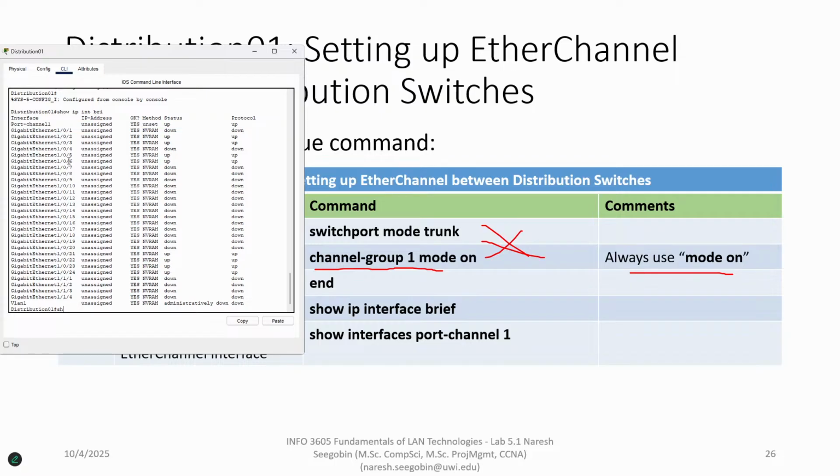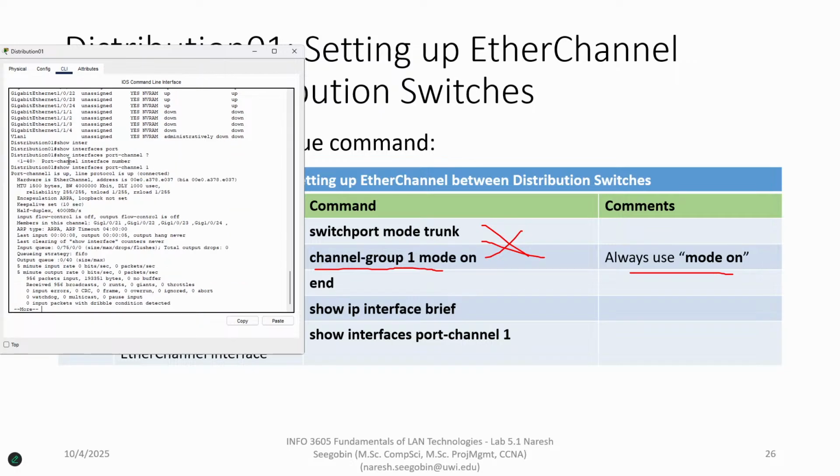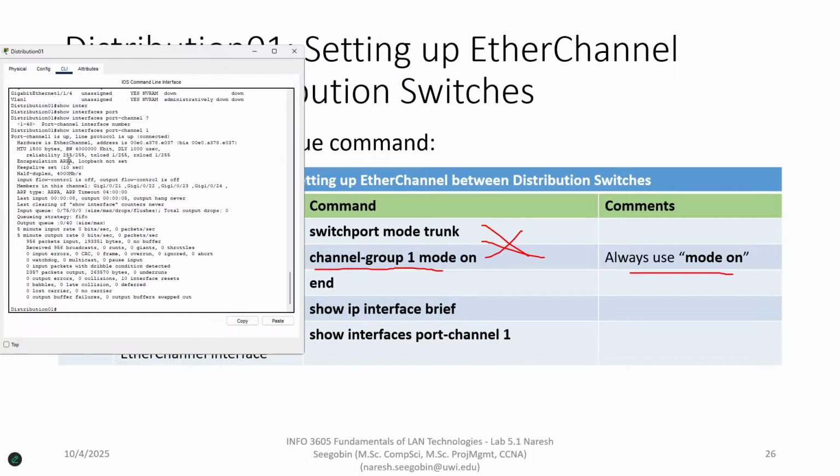Right? Let's just do a show interfaces port channel 1. You can use question mark to see the range. And we're going to check some things here. It created a MAC address here. Look at this bandwidth. That's 4 gig bandwidth now. Members in this channel, which is what you want to see.